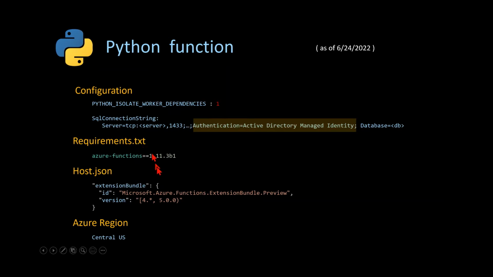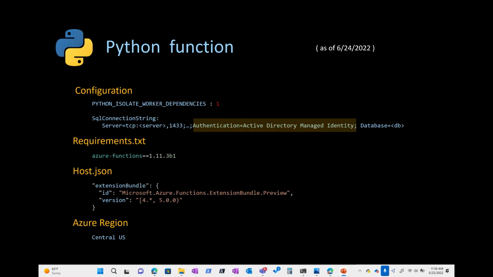For requirements.txt, I had to use version 11.3b1. And in my host.json, I had to specify the preview version of the extension. Currently, it was only deployed in Central US. So my Python function was able to work with all of these changes. Note the authentication parameter here is set to managed identity. This is what allows us to remove the login and password from our code base entirely.